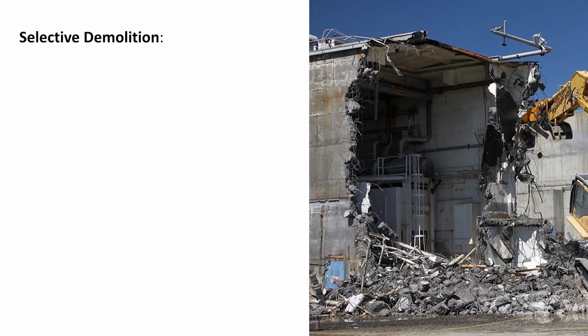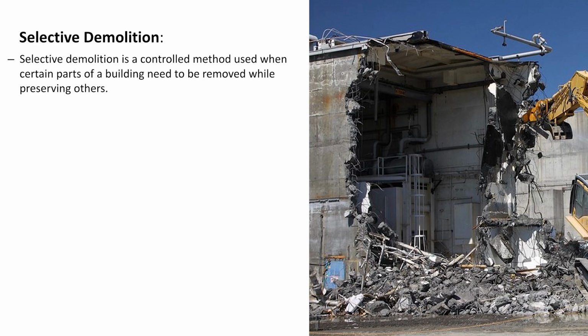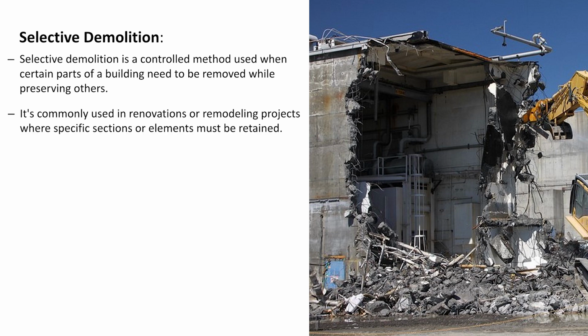Let us discuss another main important type, that is selective demolition. Selective demolition is a controlled method used when certain parts of a building need to be removed while preserving others. It is commonly used in renovation and remodeling projects where specific sections and elements must be retained.